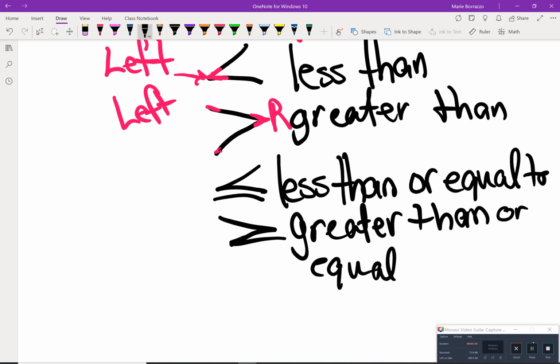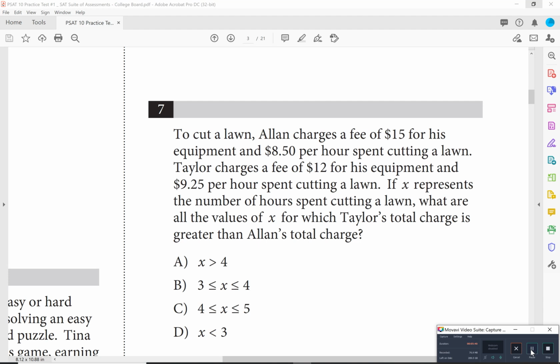Now what I want to do here is also bring to you a reminder of one of your previous assignments. Bear with me, let me pull it up. On the PSAT test that we gave you, I believe this is test 3, they give you a greater than question. Look at the language expressed right here, where it says Taylor's charge is greater than Allen's total charge. When you set this question up as an inequality, you solve for two equations, solving for x, and you ended up with the correct answer. Hopefully you ended up with x greater than 4.